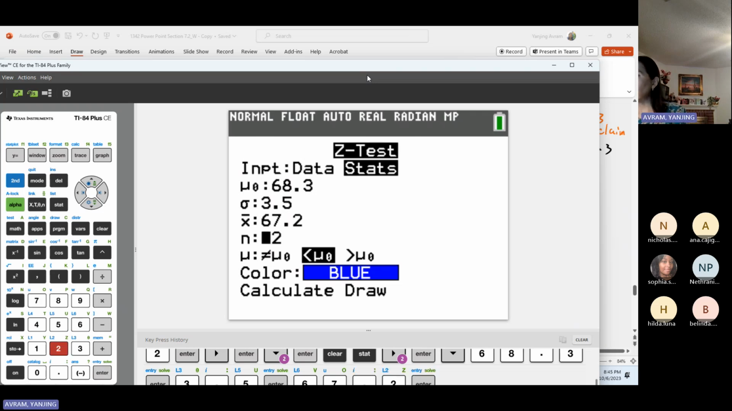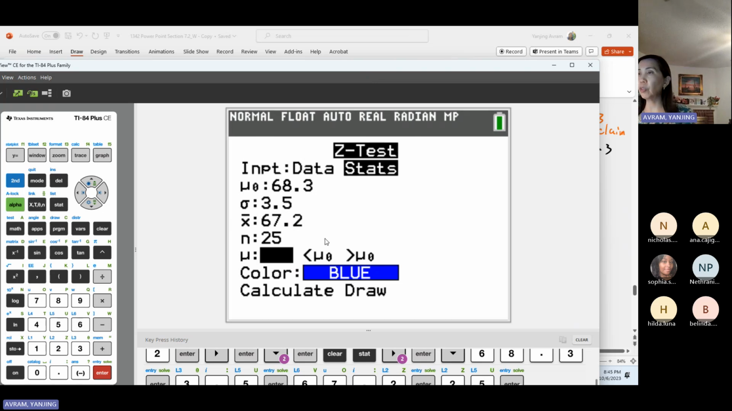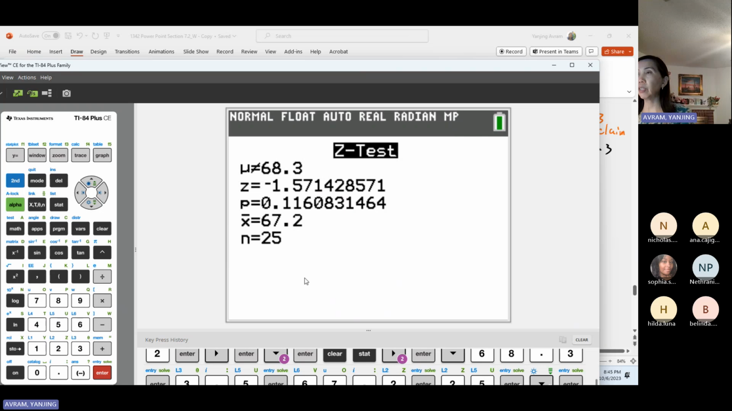Okay, and then your N here is 25. This time we have a two-tailed test, so you want to make sure you highlight the not-equal option. Non-equal is highlighted, so that's a two-tailed test. And then you go ahead and hit calculate.